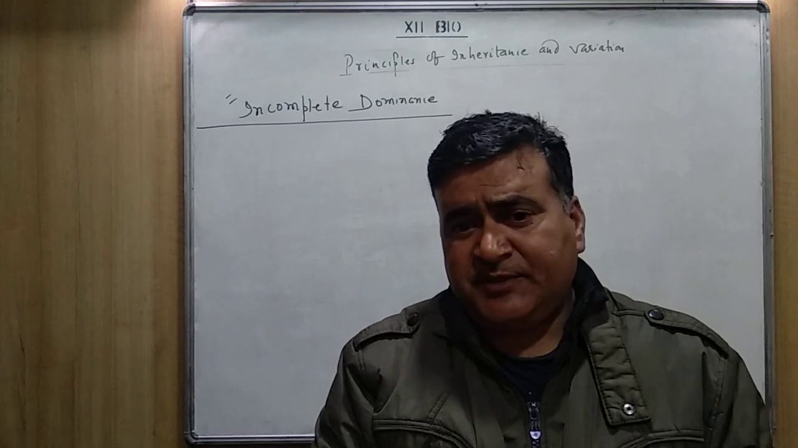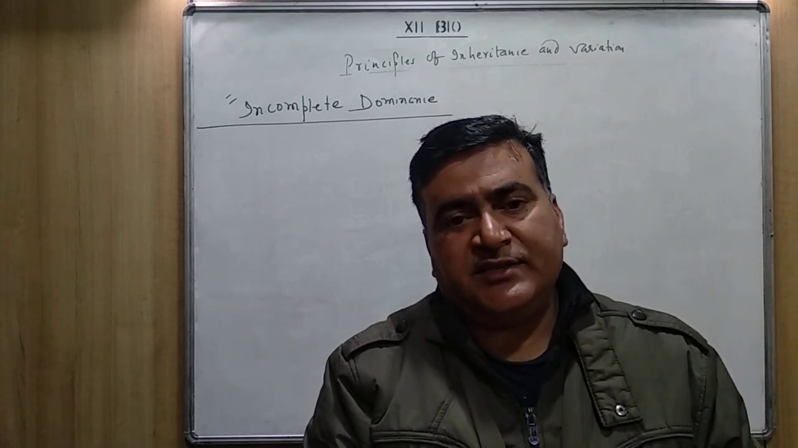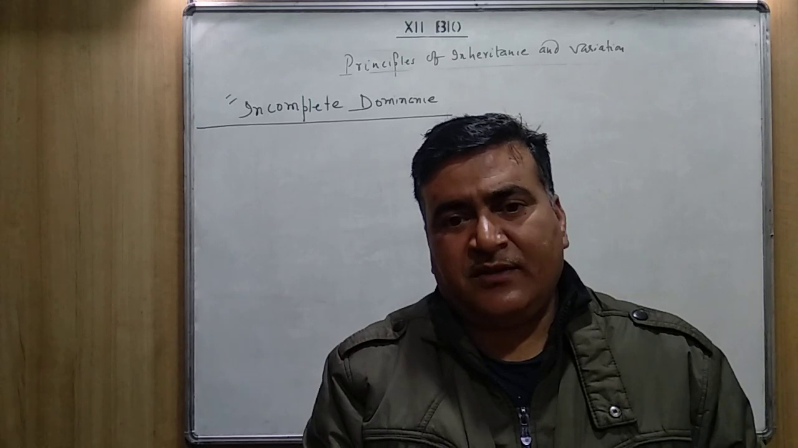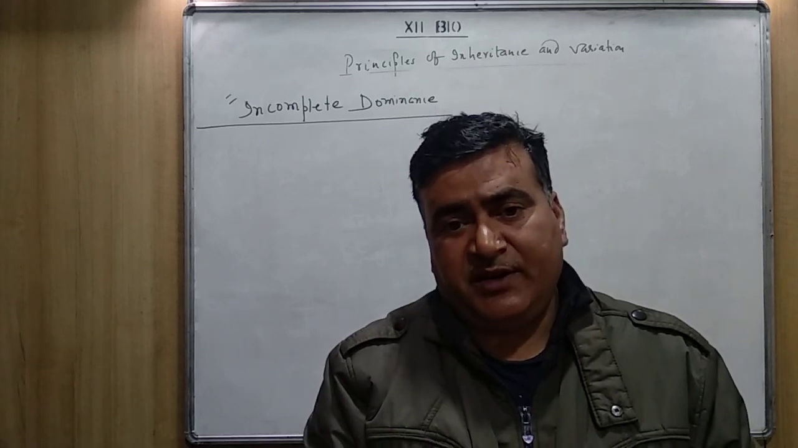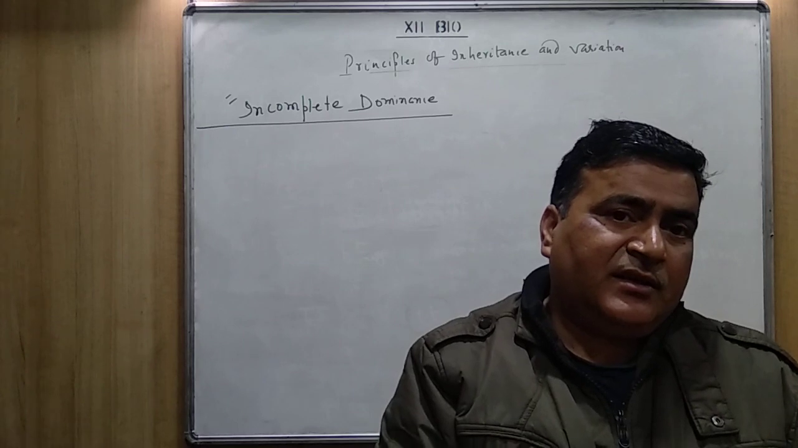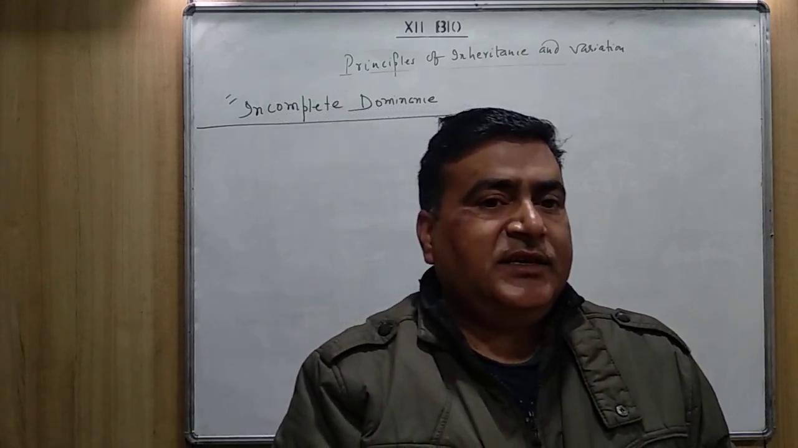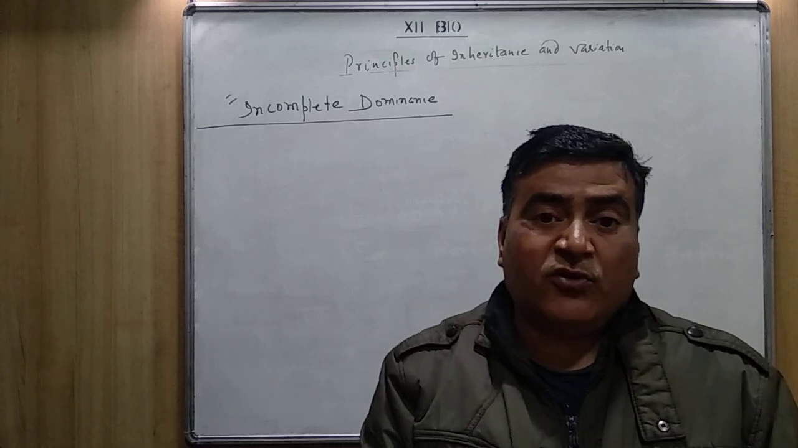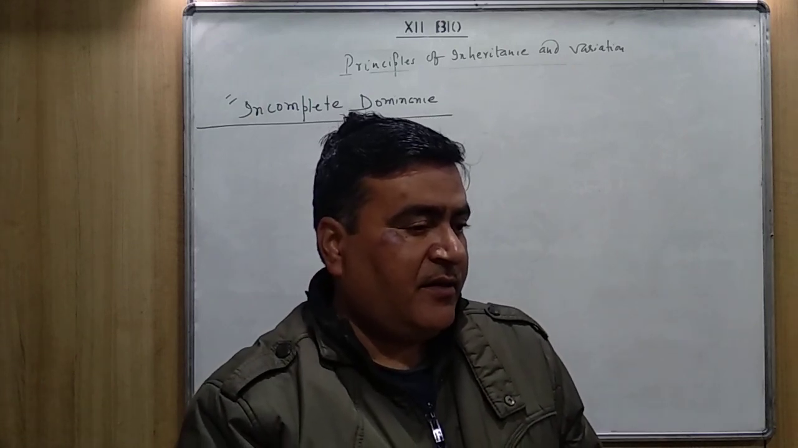And all these exceptions or demerits, you can say, are incomplete dominance, codominance, multiple allelism, pleiotropy. All these phenomena were not given by Mendel, and these are the deviations of Mendel's laws. So one by one we will study all these headings. The first one is incomplete dominance. As you know, dominance is of three types: complete dominance, incomplete dominance, and codominance. The complete dominance is actually given by Mendel.